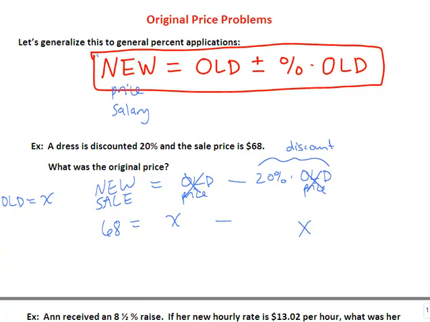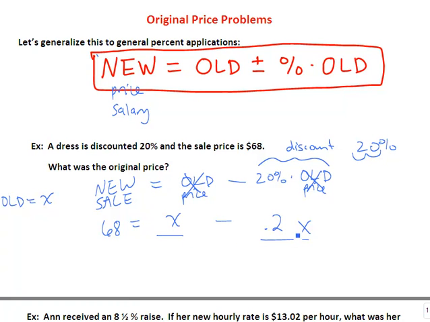We need to remember to change 20% to a decimal. So we change that by moving the decimal 2 places to the left. So 20% is the same as 0.2. So our equation that we're trying to solve is $68 is some amount minus 0.2 times that same amount. Okay? Now to solve this, on the right hand side we have two terms with x's in them.